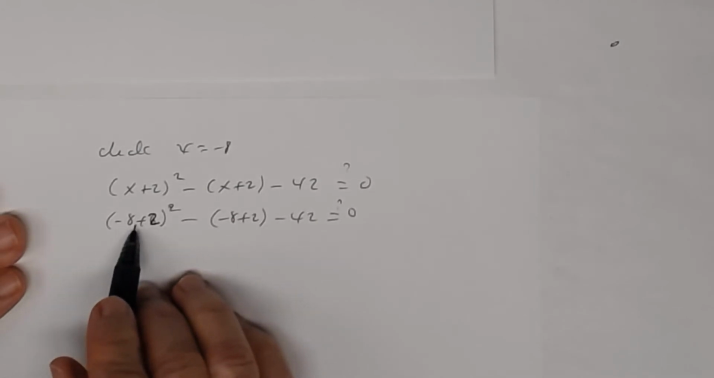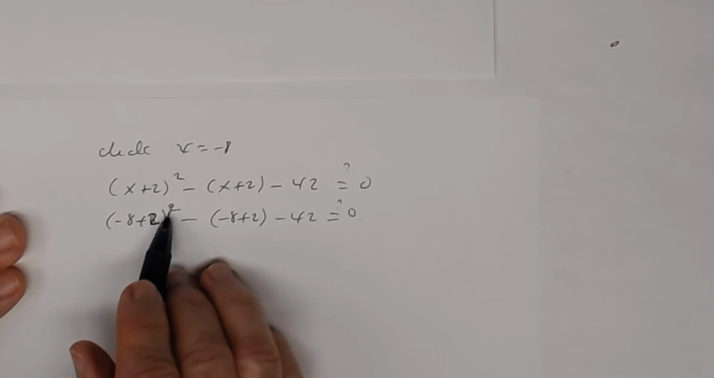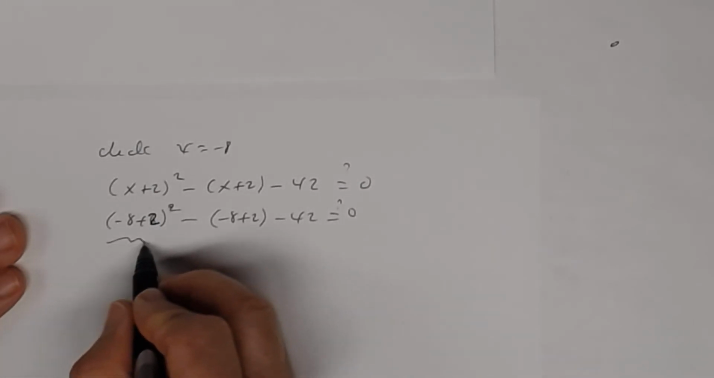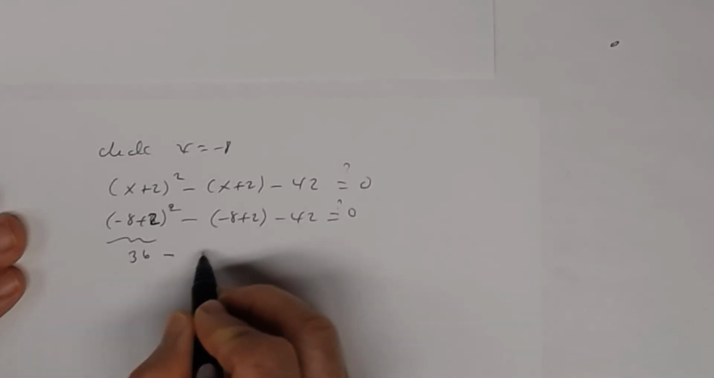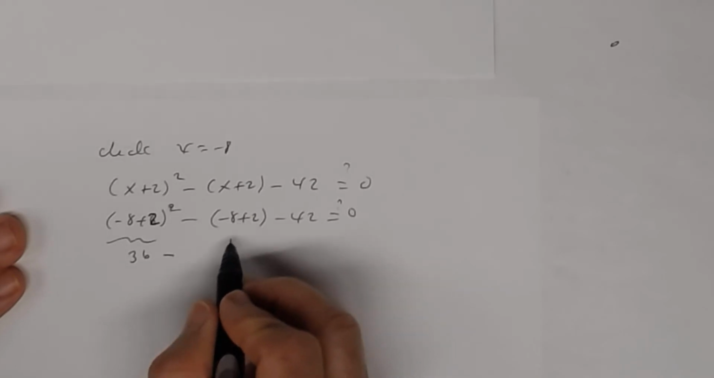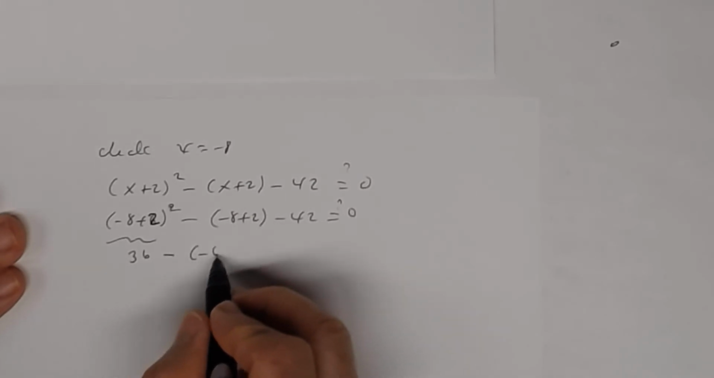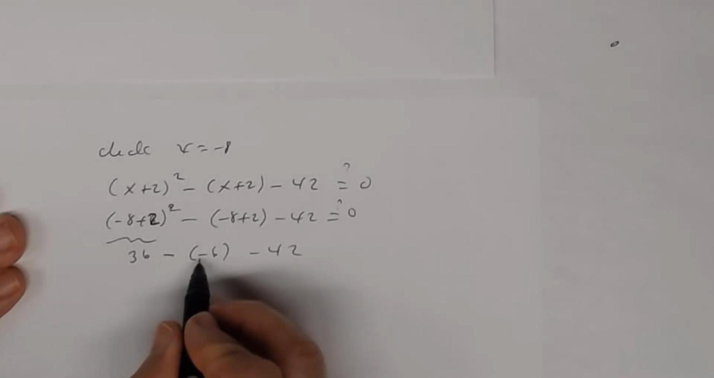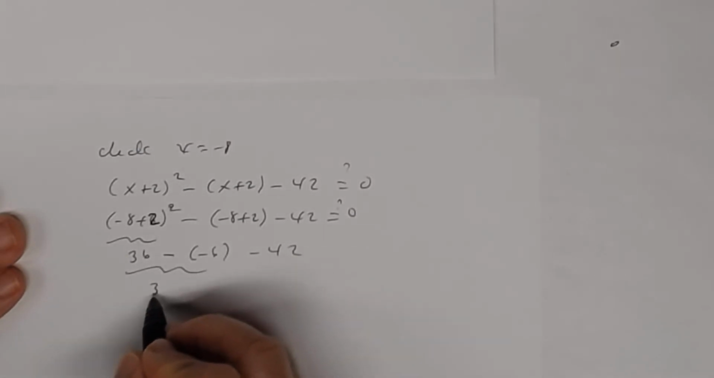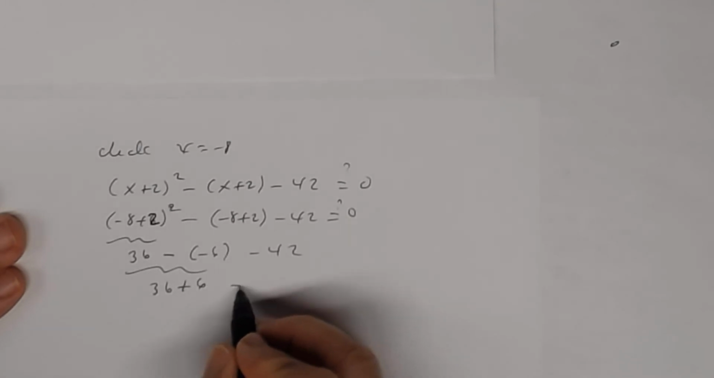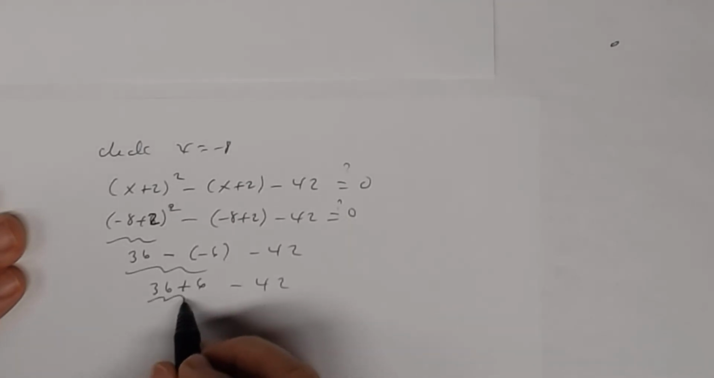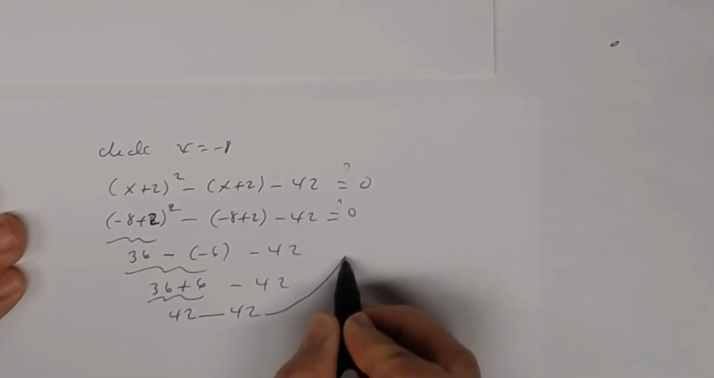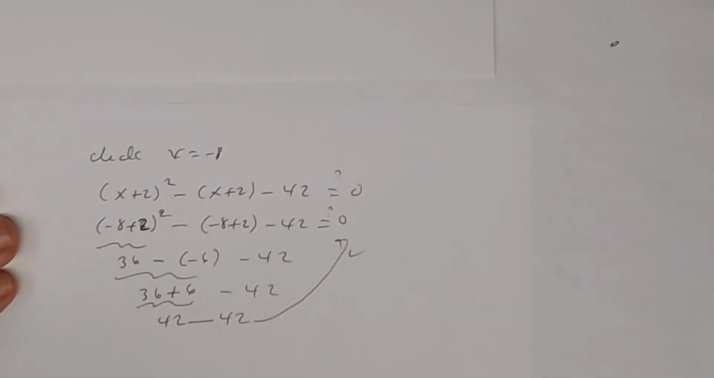Well, negative 8 plus 2 is a negative 6. Negative 6 times itself is 36. Minus negative 8 plus 2 is negative 6. And then minus 42. Well, 36 minus a negative 6 means 36 plus 6, right? And then 36 plus 6 is 42. And then 42 minus 42 is 0. All right, so there we go.